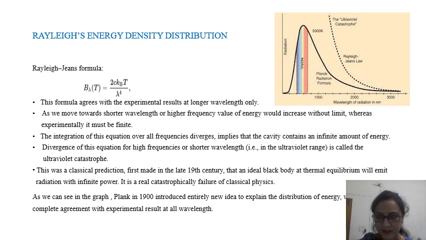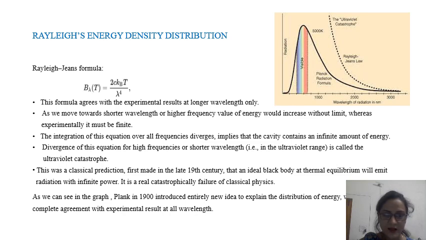It's very important. This was a classical prediction first made in the late 19th century that an ideal black body at thermal equilibrium will emit radiation with infinite power. It is a real catastrophic failure of classical physics.